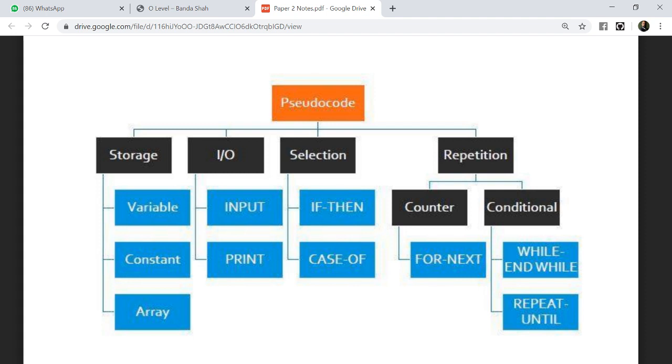When we talk about repetition, loops, or iterations, there are two types of repetitions. One is fixed, which is mentioned here as counter. So for next is a fixed iteration loop. The other is conditional, and conditional loops are of two types. One is while, which is also known as a precondition loop, and repeat until, which is also known as a post condition loop.